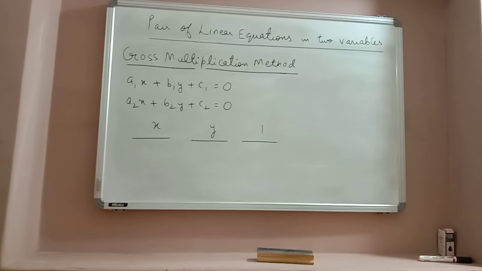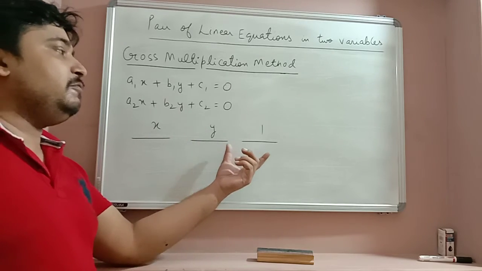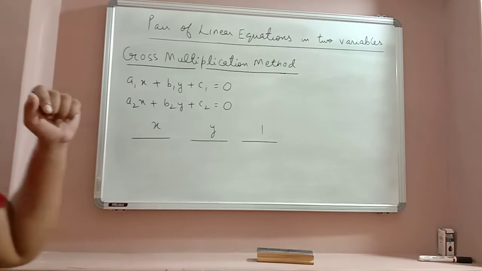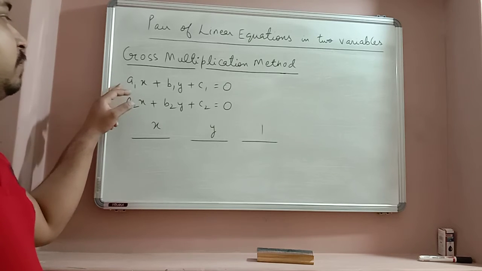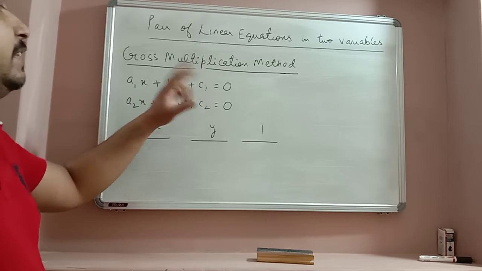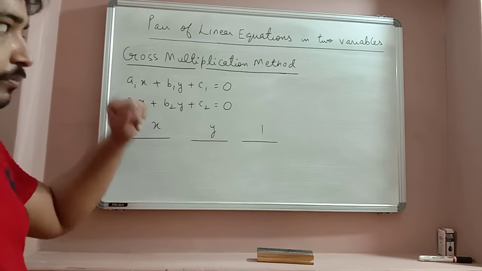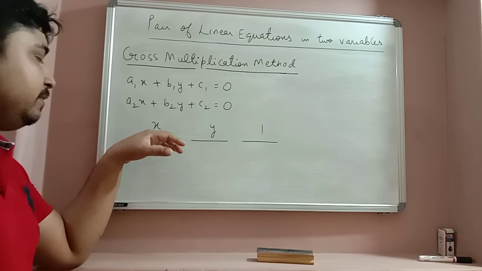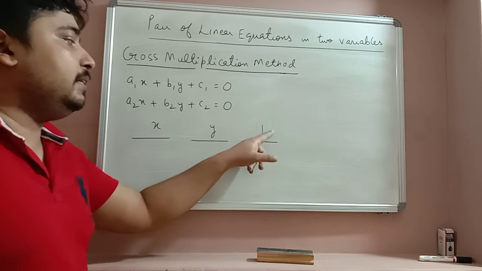Alright students, so now let us see how we can get to those formulas which we have just derived. What we will do is take up these two equations. These are the general forms of the equations: a1x plus b1y plus c1 equals 0 and a2x plus b2y plus c2 equals 0. Now three things we will write down. One is x, one is y, and the third thing is 1.